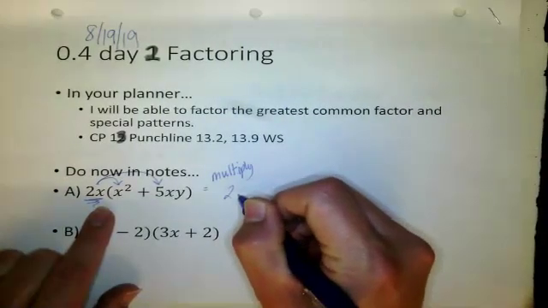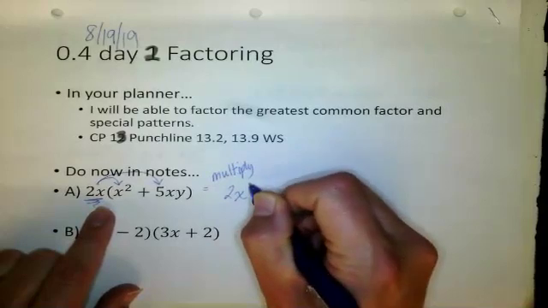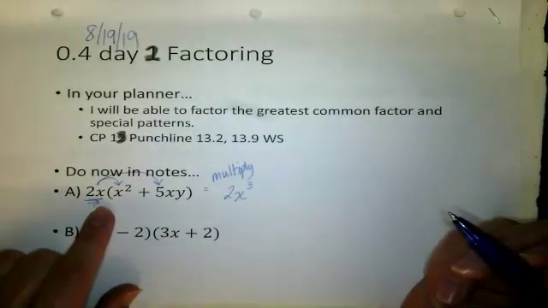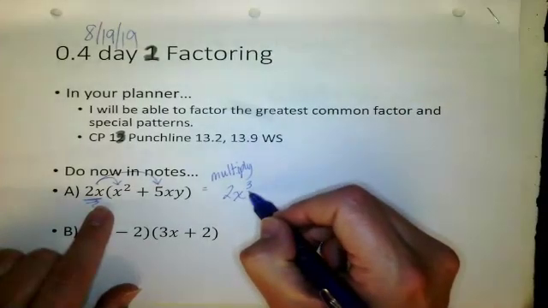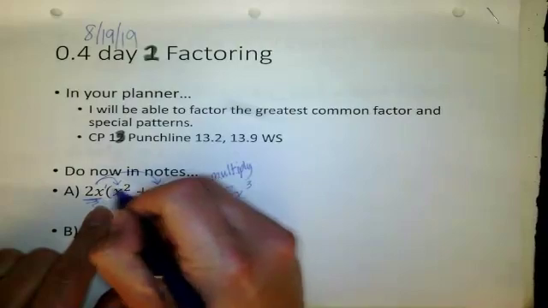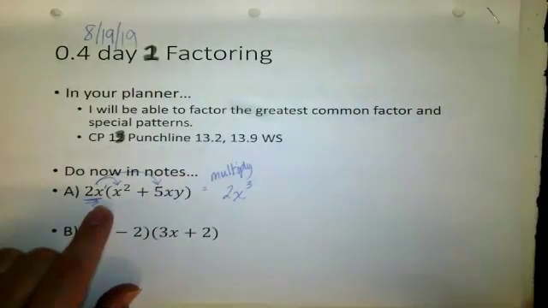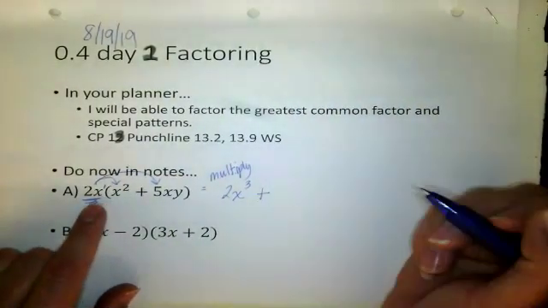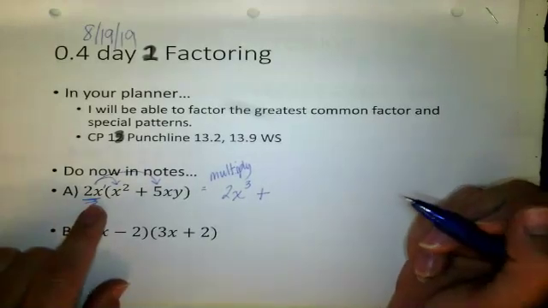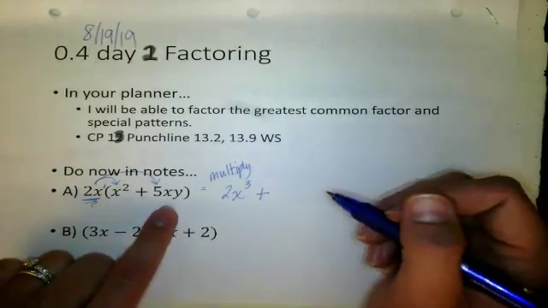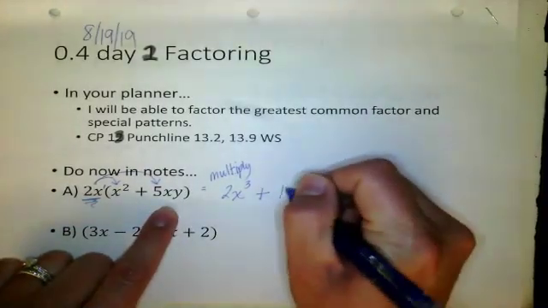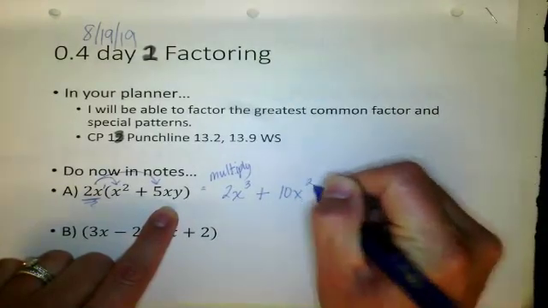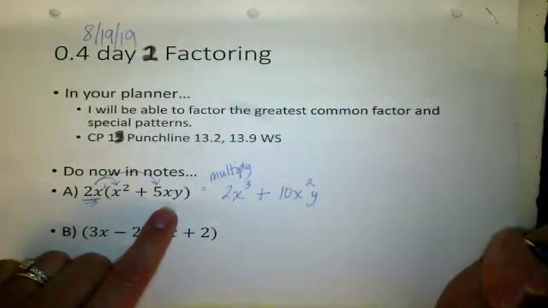2 times x to the third. Yeah? How did the 3 get there? Yeah, 1 and 2 makes 3, right? So you get to add those x. Okay, good. And when you distribute the 2x to the 5xy, what does that give you? 10x squared y. Okay, good.